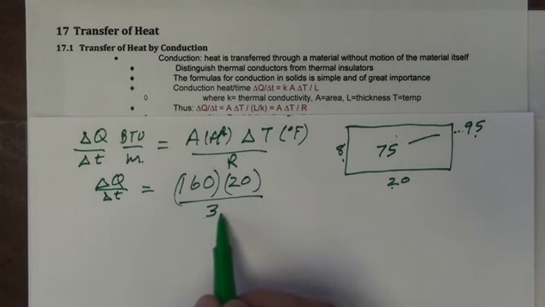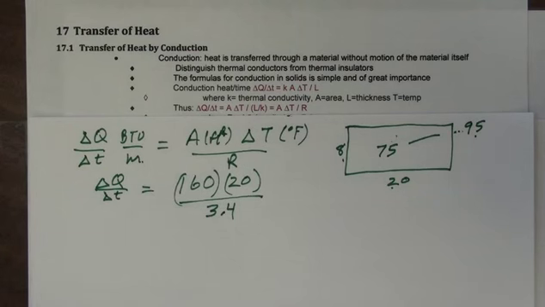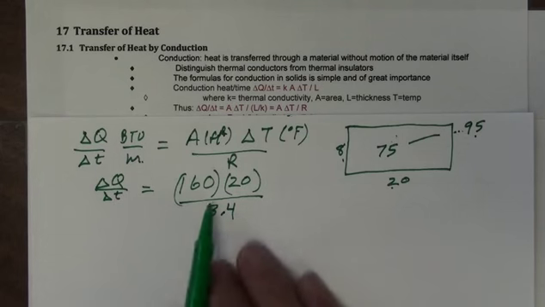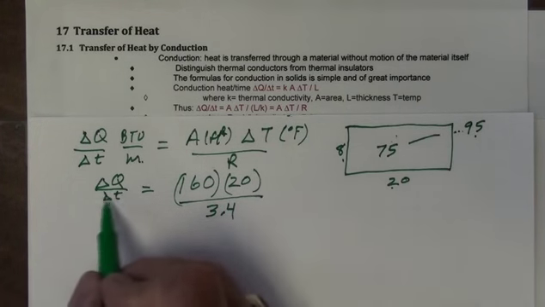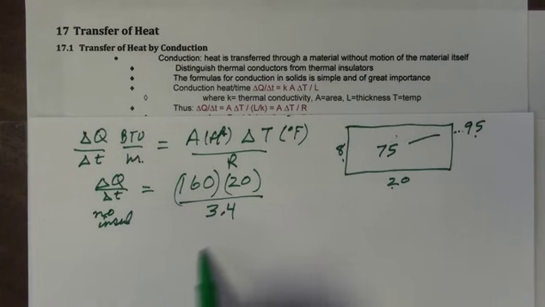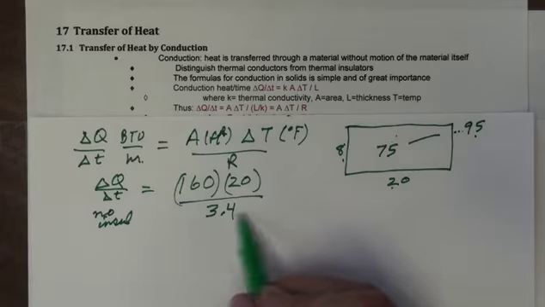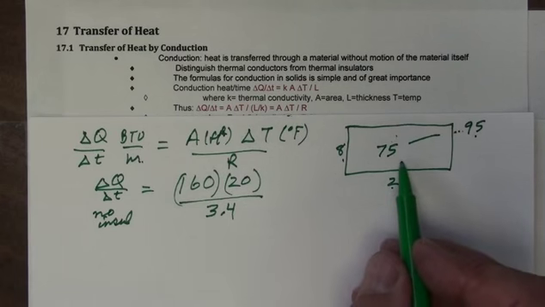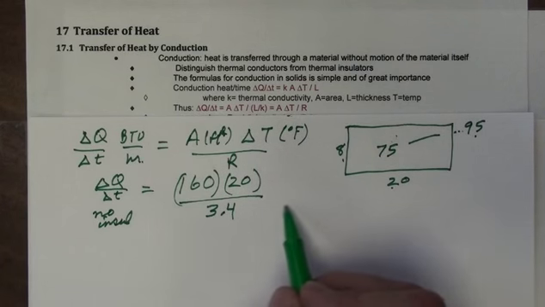And what's the R factor? It's 3.4 for an empty wall. That's uninsulated. So I'm going to leave this as a problem for you to solve, and then compare this. This is the heat flow with no insulation. And I want you to compare that for a wall that is insulated. Now, we're going to compute that again.